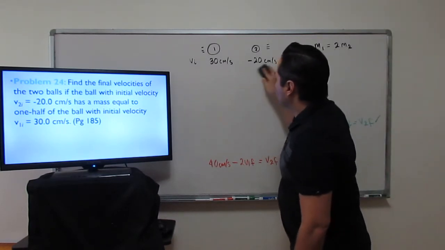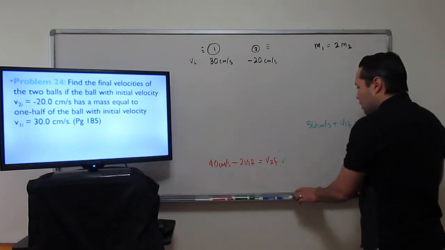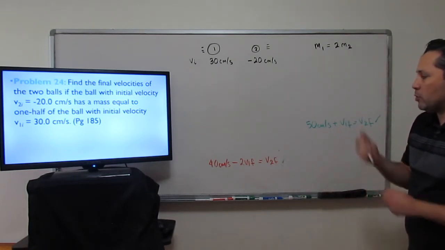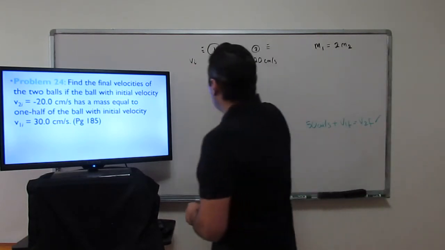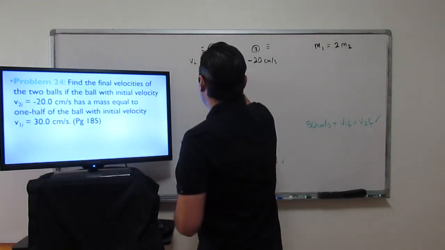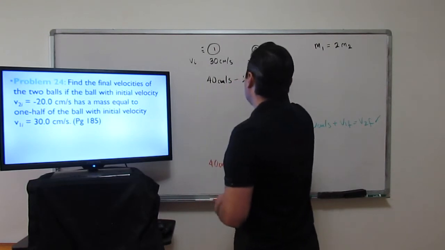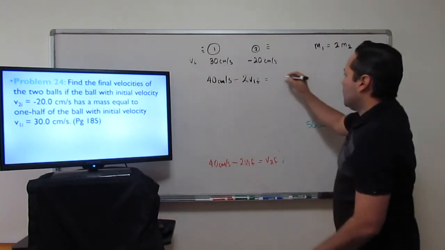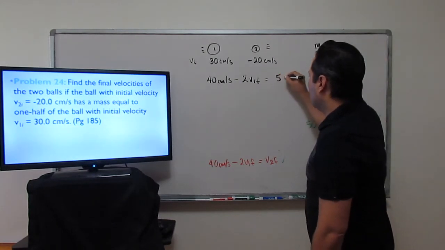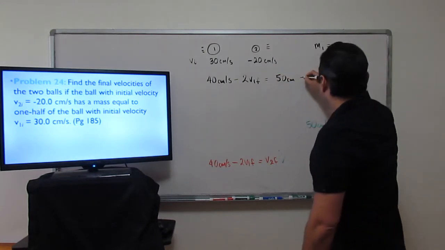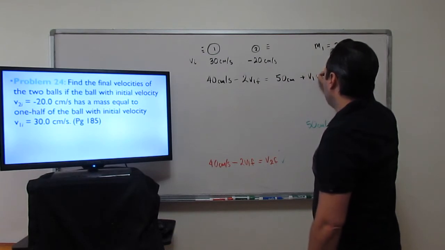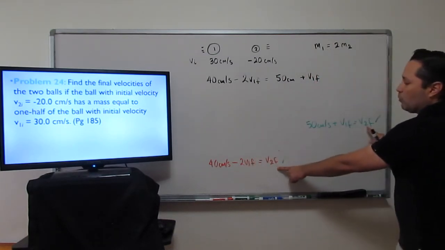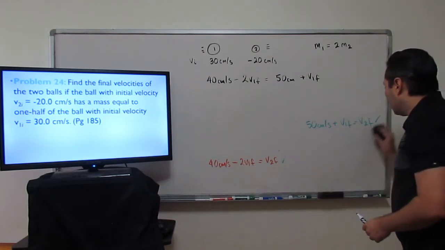Alright, so now we have our formulas. Notice that they both equal V2, so we can set them equal to each other. It'll look like this: 40 centimeters per second minus 2V1 final is equal to 50 centimeters per second plus V1 final, because they both equal V2 final.